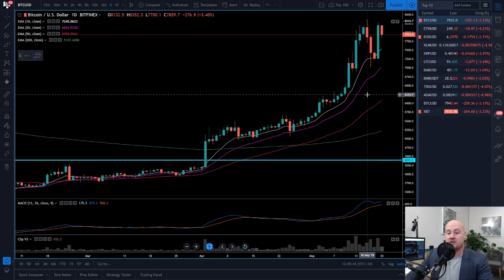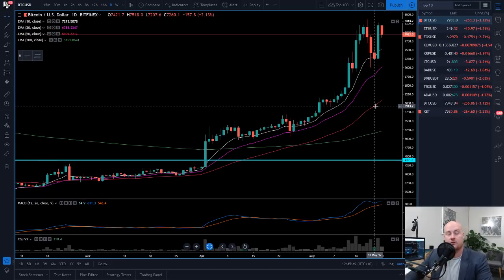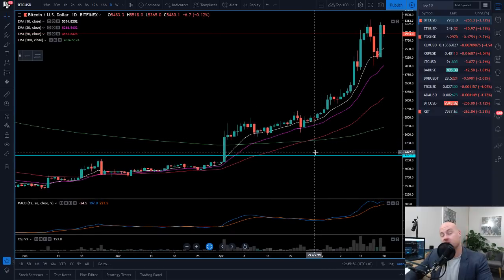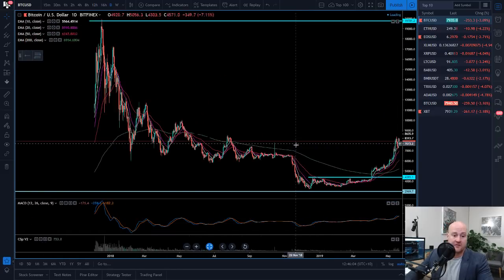Now, don't get me wrong. It's nice to see all of these in the correct order, but I don't really care about the 50 or the 200 for my trading sake. Why? Well, when this golden cross comes, what does it mean? It means the price has already moved. It doesn't mean it's going to continue to move. That's the biggest issue that I have with how people use these indicators, these moving averages.